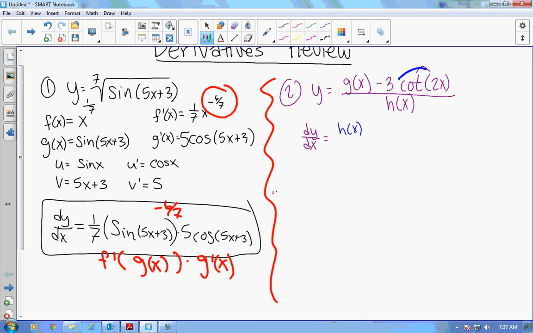Ho-dee hi times the derivative of the top. Why are you adding? Okay, let's do the cotangent really quick. What's the derivative of negative 3 cotangent of 2x? This would be some side work.